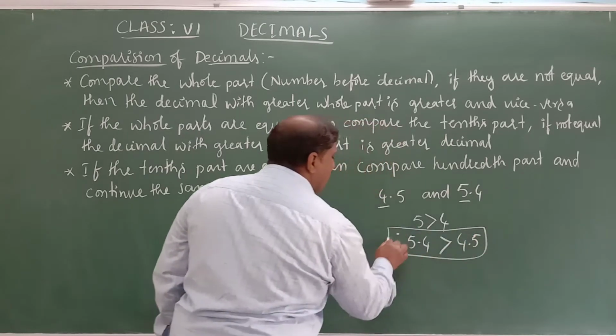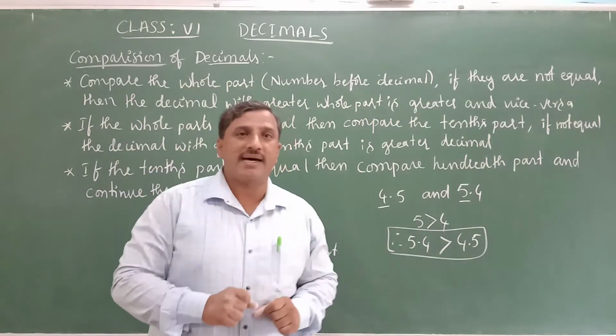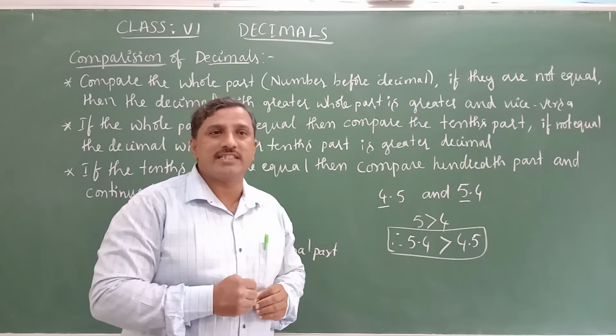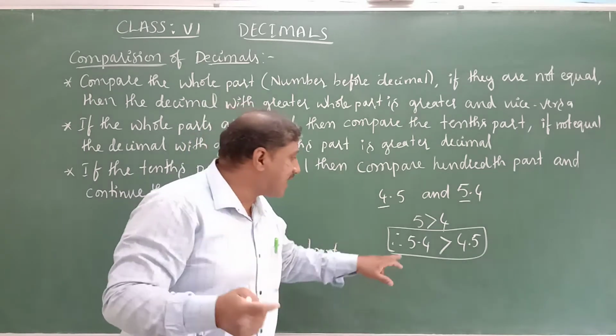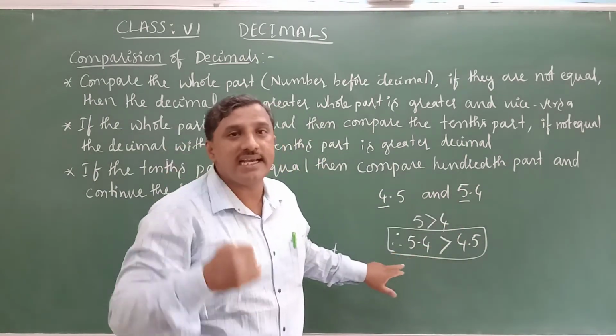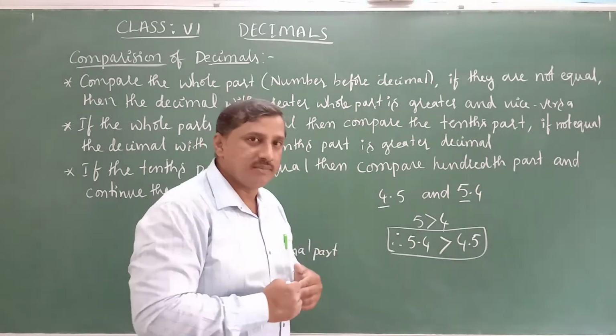So how can we compare the decimals? By comparing the whole part. In the whole part of two decimals, the decimal with the greater whole part is the greater decimal, otherwise it will be the smaller decimal.